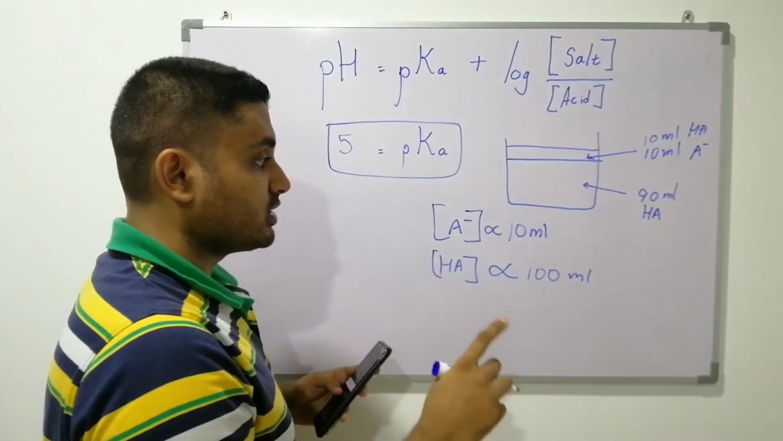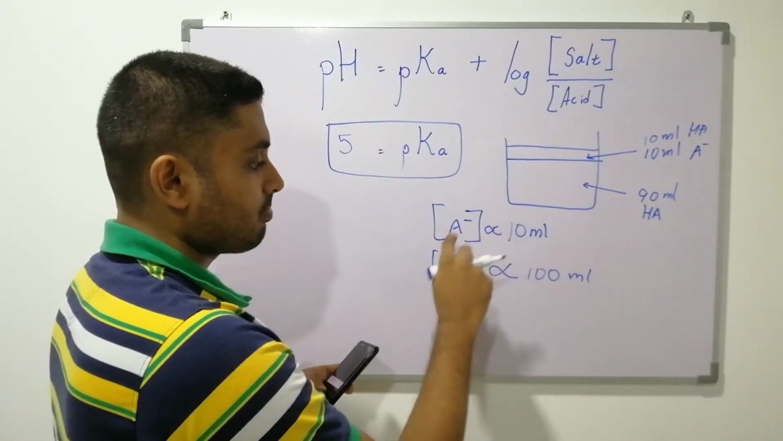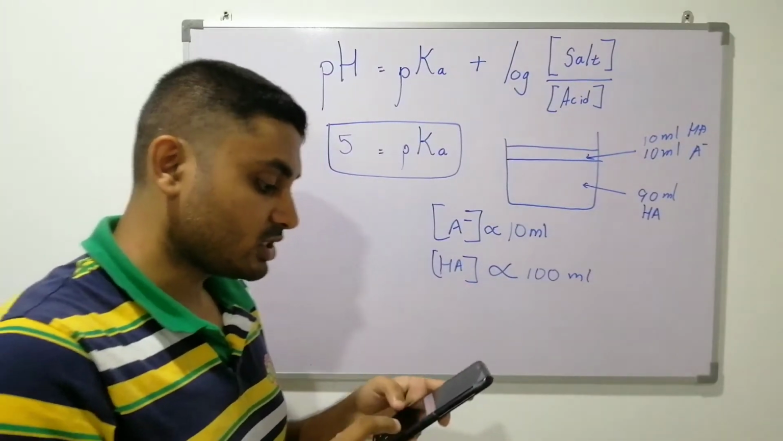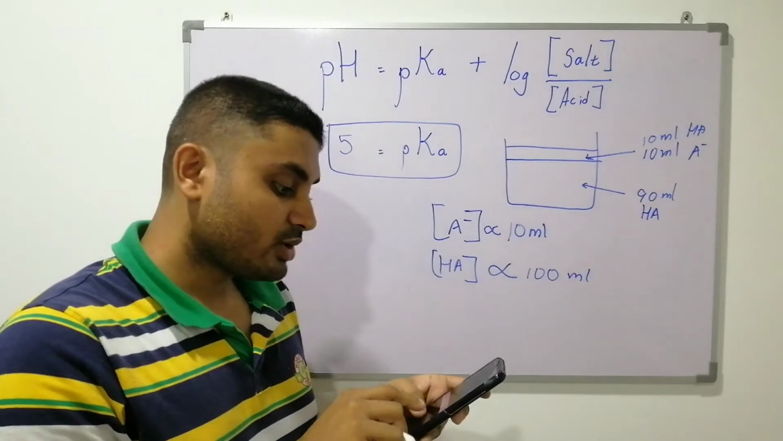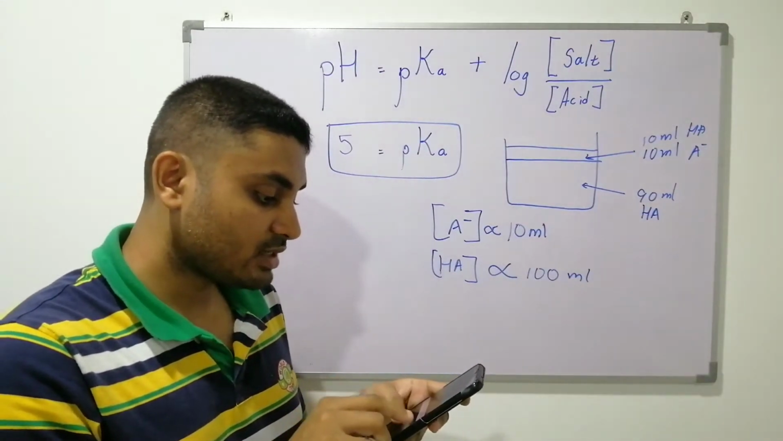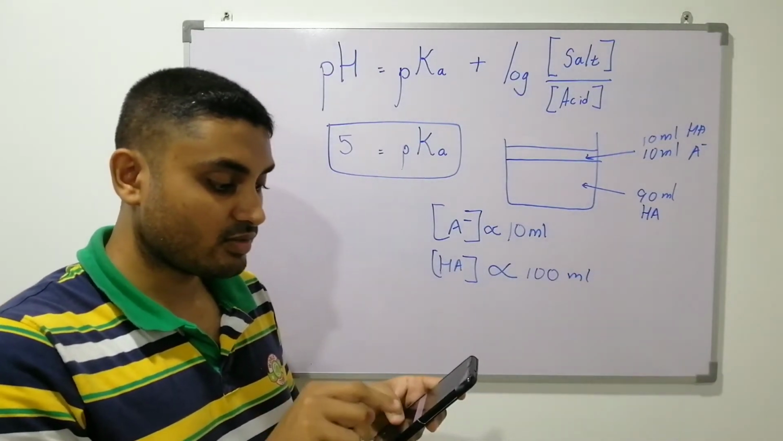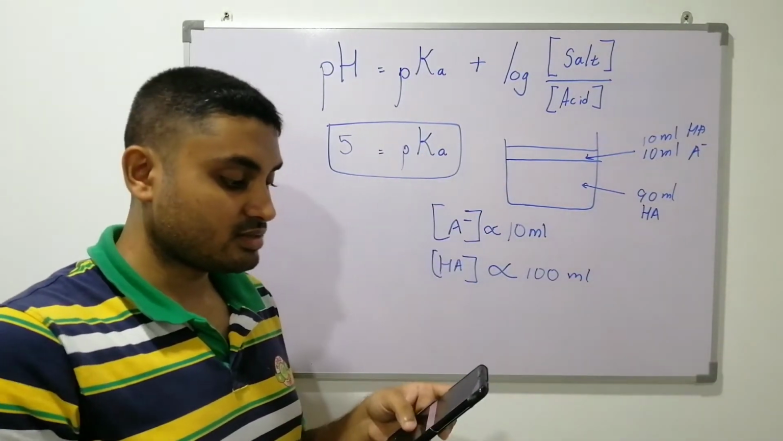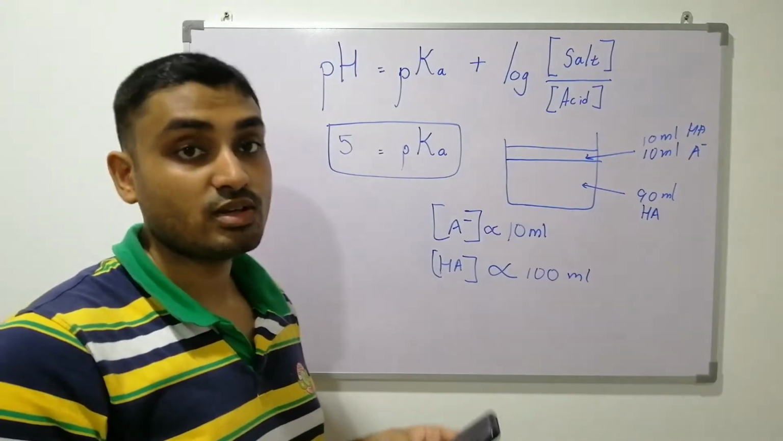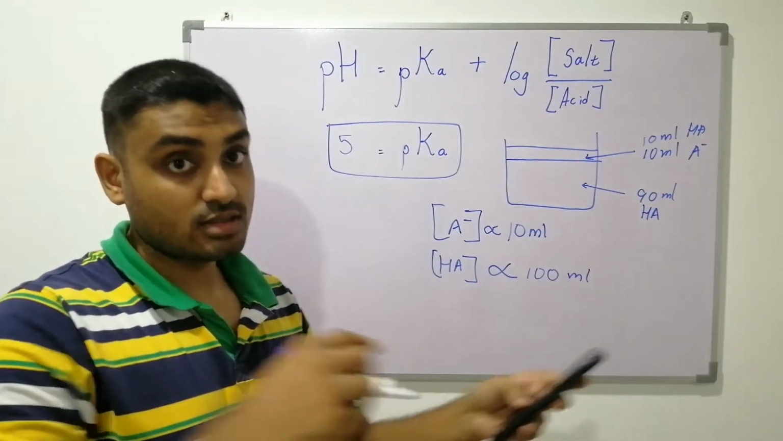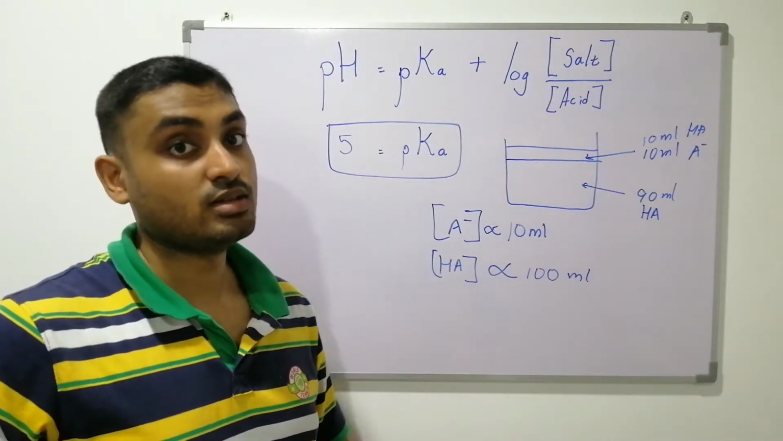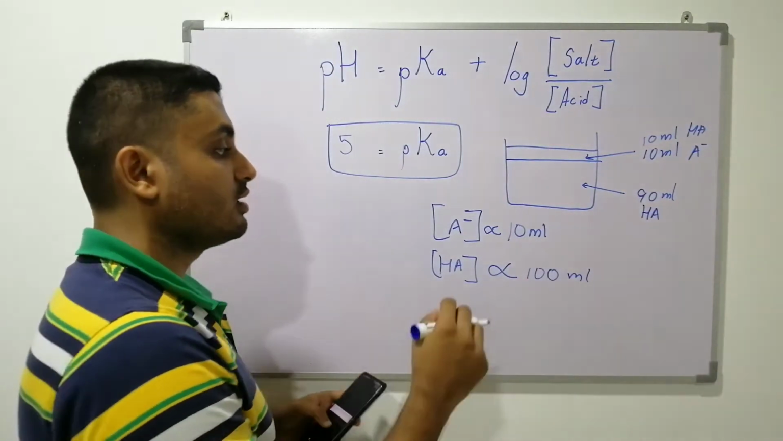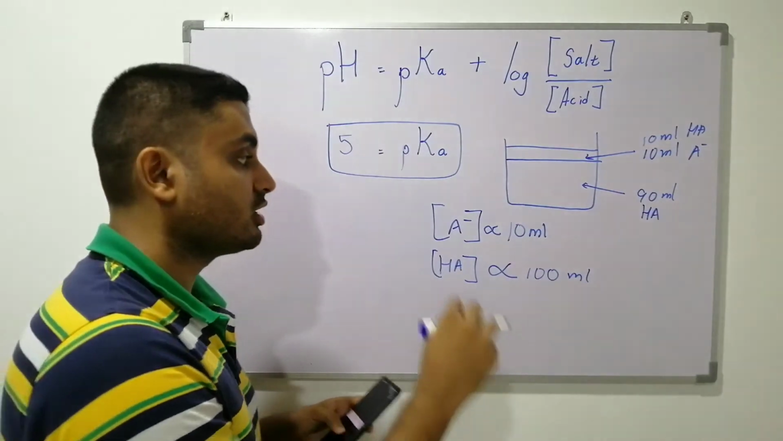Remember, I forgot to mention one thing: I took this proportional sign here just because everywhere you can see, the weak acid concentration is given as 0.1. In the whole question, everywhere you can see a concentration, that concentration is 0.1. Okay, the concentration is constant. That's why I put this proportional sign. You will get it if you really work out the question.